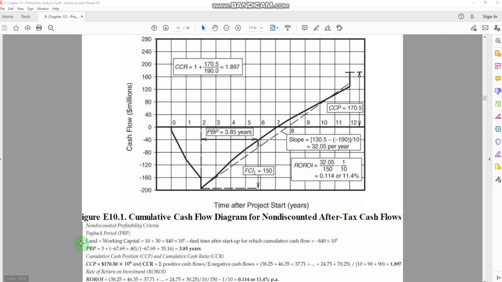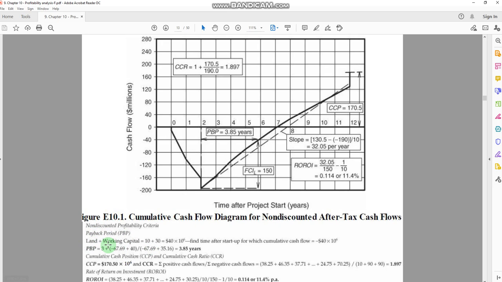Now let us see what we have to calculate. First, we have to calculate the payback period. Then we have to calculate the CCP, cumulative cash position, and then the cumulative cash ratio, and finally the rate of return on investment. Let us see how we can do this.